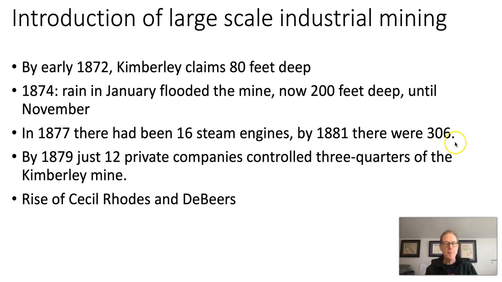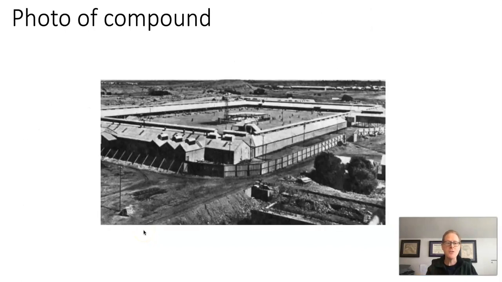And then by 1879, there's 12 private companies that control 3/4 of the Kimberley mine, and then they're going to start to be bought out by another company, you may have heard of them, called De Beers. De Beers Consolidated Mines is going to come in, and they're under the control of Cecil Rhodes.